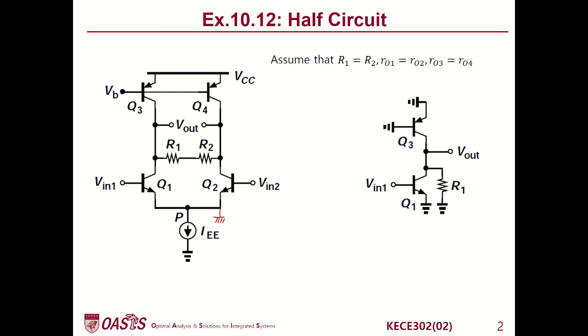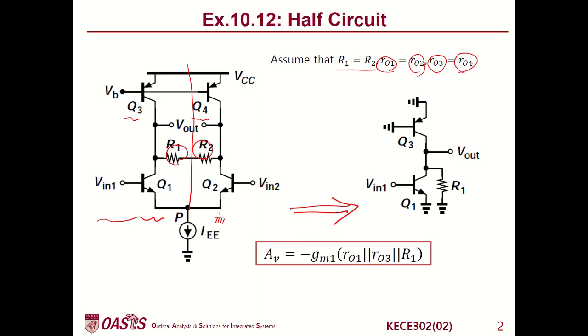Then, assuming that R1 and R2 are the same, and RO1 and RO2 are the same, of course RO3 and RO4 for Q3 and Q4 are the same, we can cut it in half. Then the left-hand side circuit can be considered as a single-ended circuit, like the circuit on the right. Then the differential gain can be obtained by finding the single-ended gain, and its gain is minus GM times RO1 in parallel with RO3 in parallel with R1.